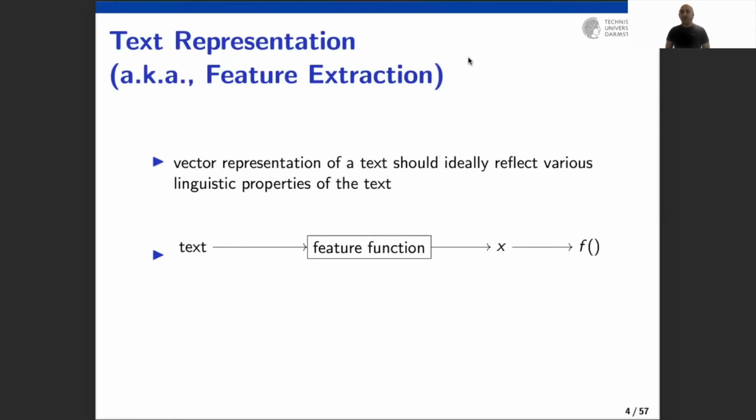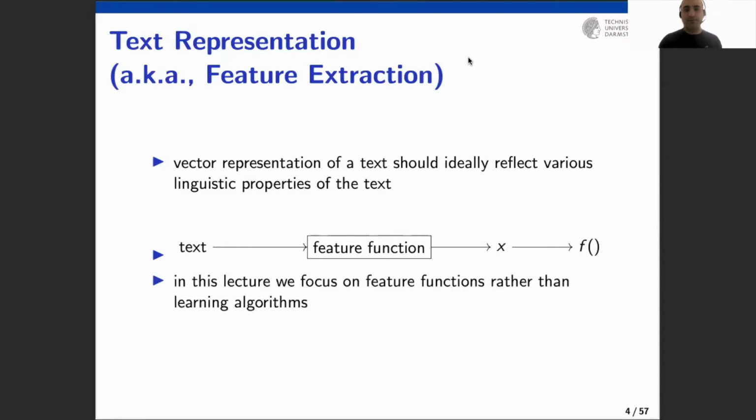So we define a function named feature function. This function receives a text and returns a number, or receives a text and returns a vector of numbers. And then, given this vector like x, we can feed this vector to any neural model, or to any classifier, or to the output of any learning algorithm. So in this lecture, we focus on feature functions rather than learning algorithms.